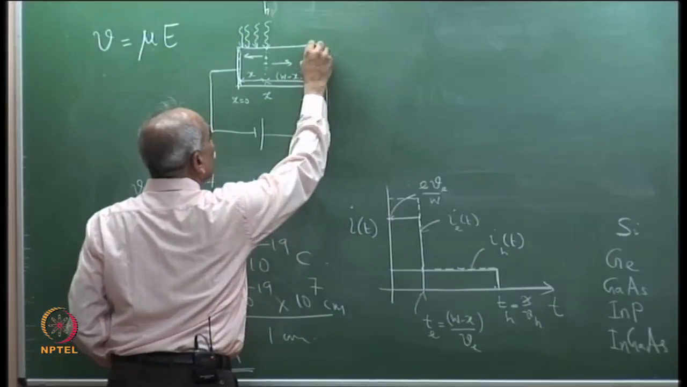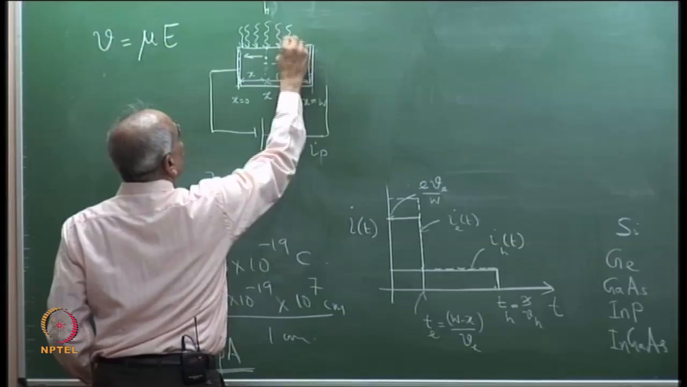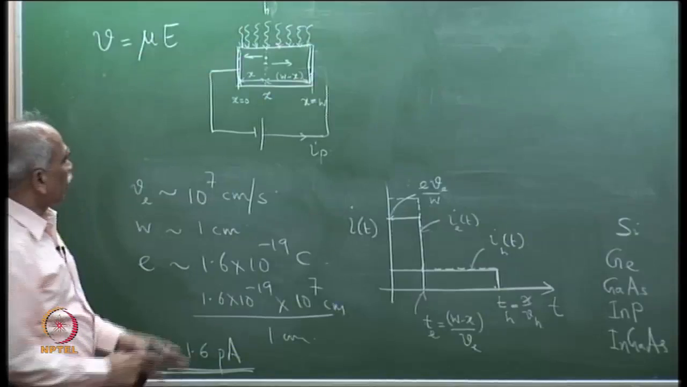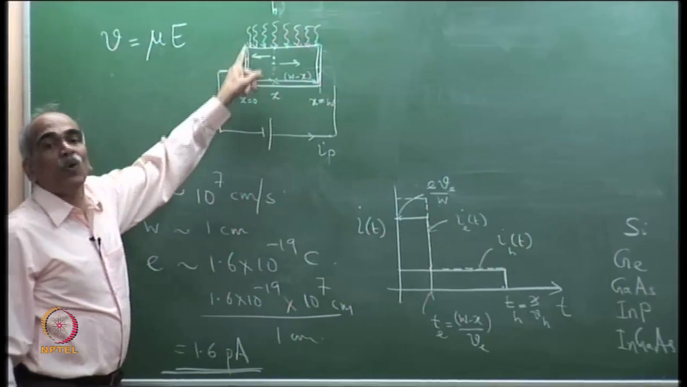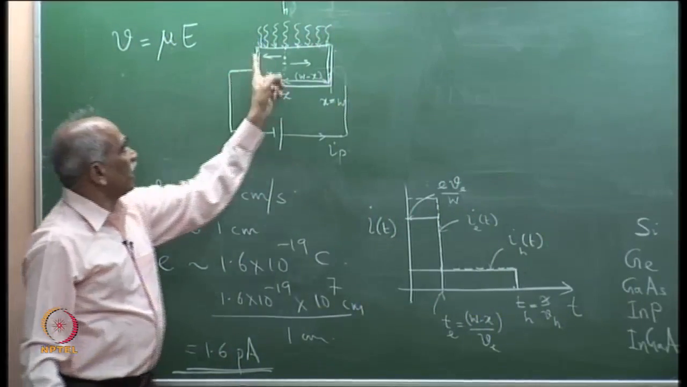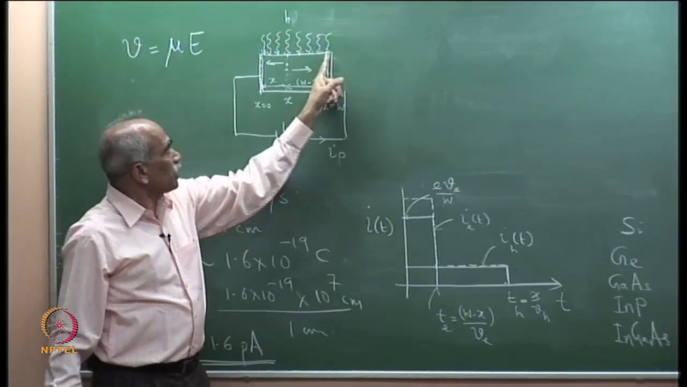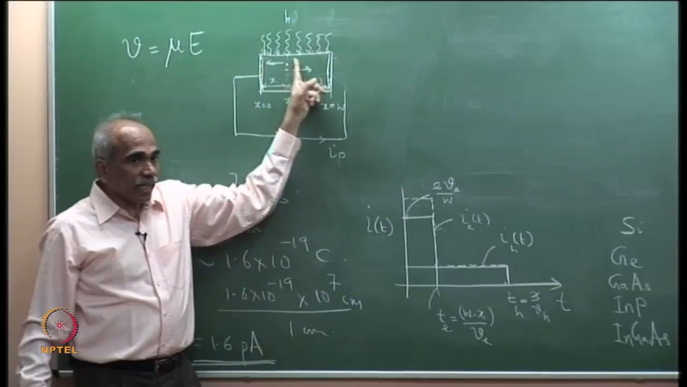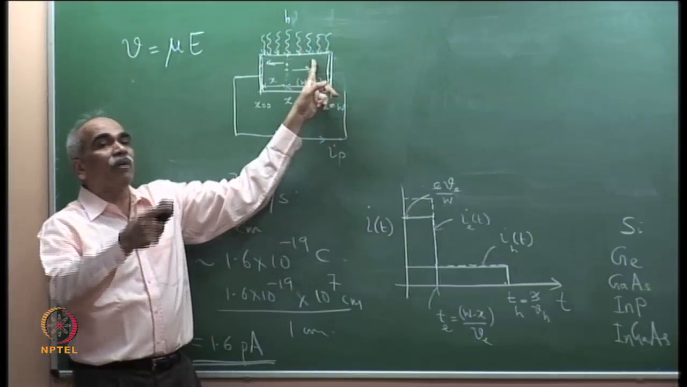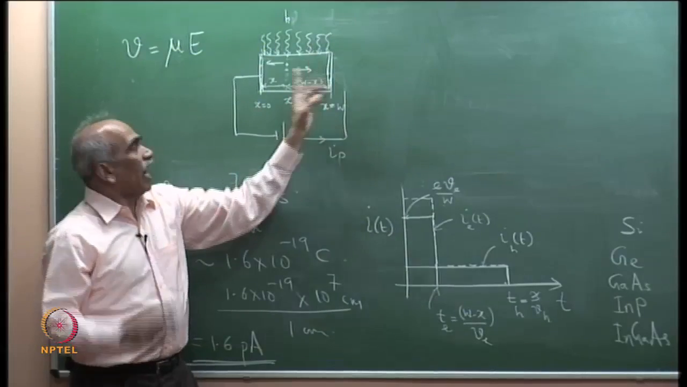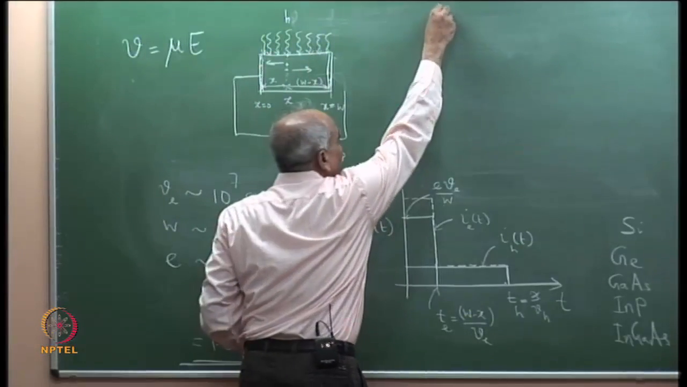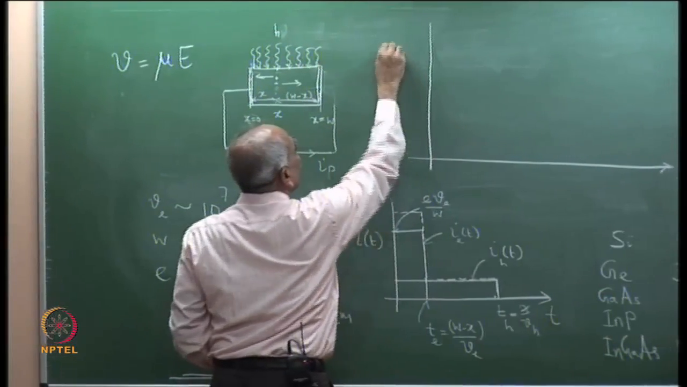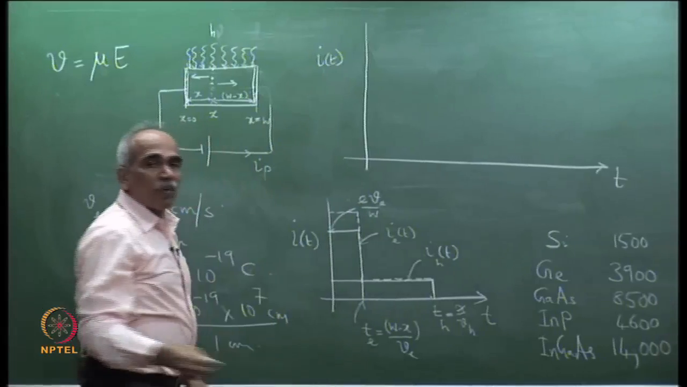Now, the photons are incident everywhere, not at one point, over the entire detector surface. What will happen? At every point electron hole pairs are generated, and the electron which is generated here is instantaneously collected, whereas the electron which is generated here will take a time T = W / V_e, the total time. And so, if I plot I_e(t), please see this. So, this is time versus I(t). So, first let me plot I_e(t).